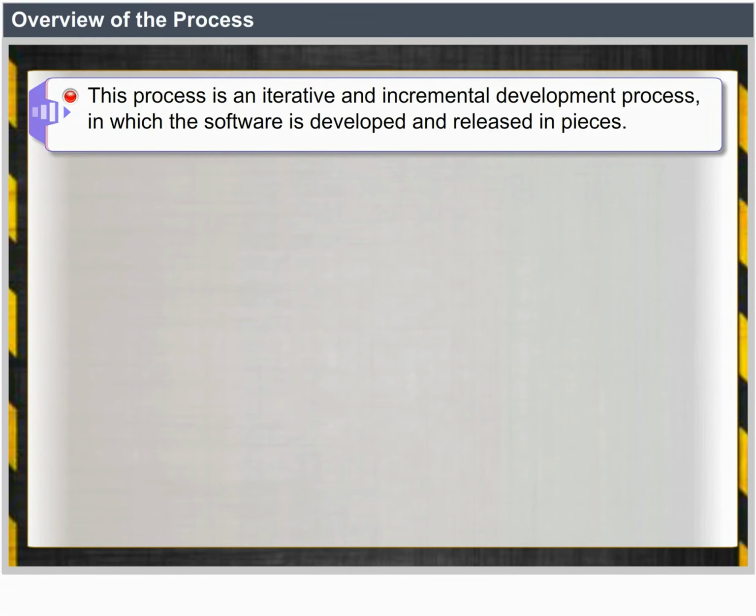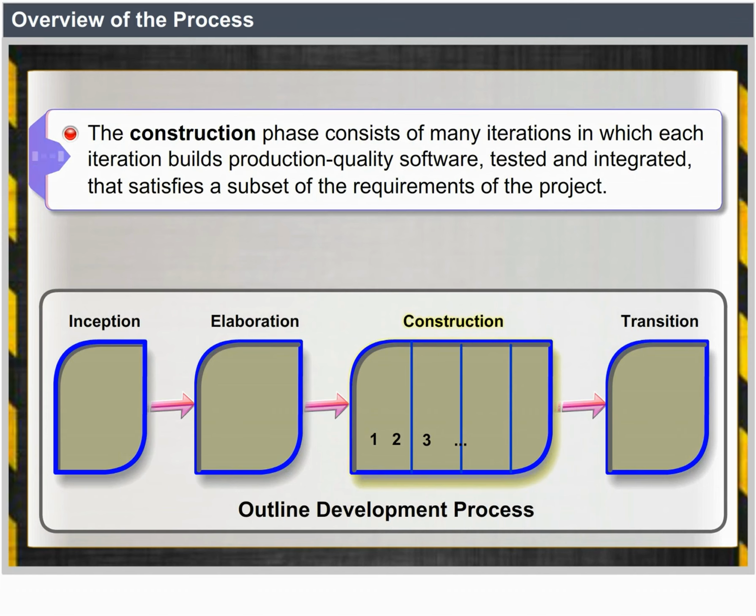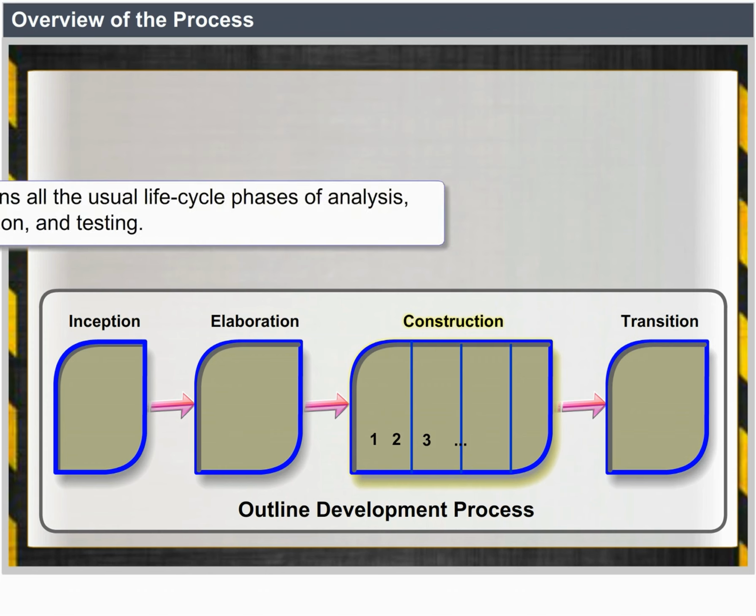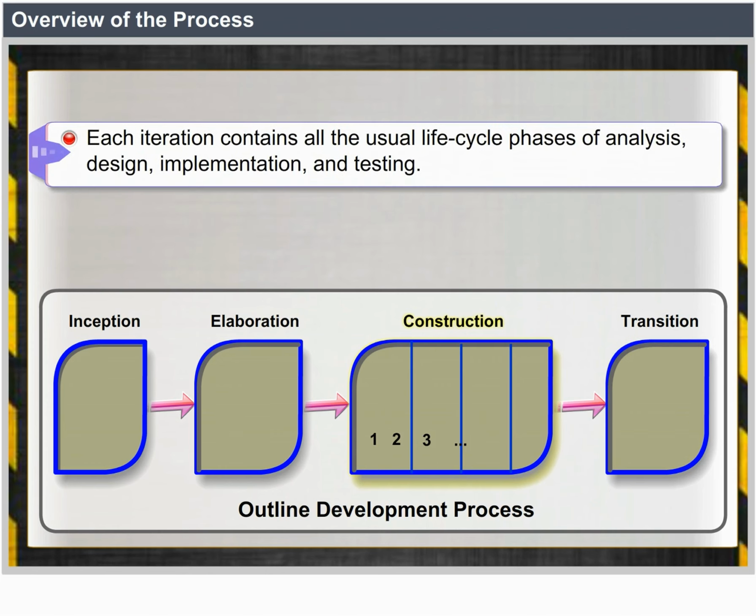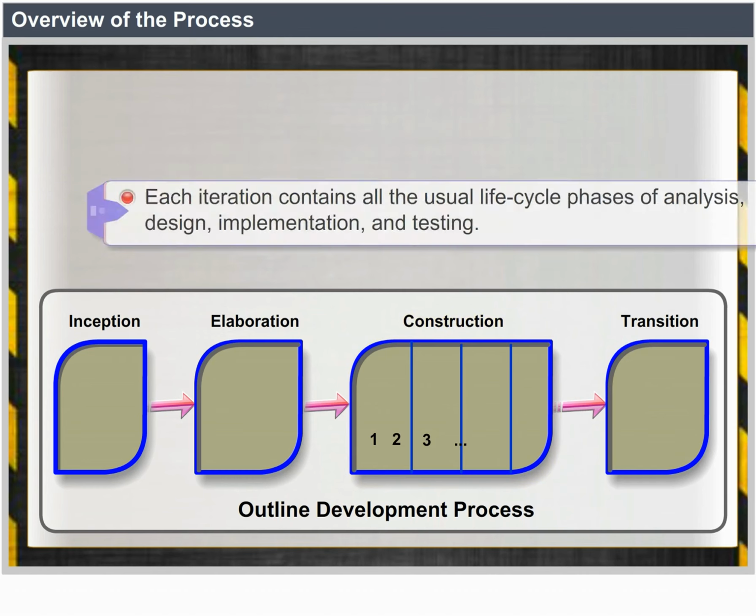Overview of the process. This process is an iterative and incremental development process in which the software is developed and released in pieces. The construction phase consists of many iterations in which each iteration builds production quality software, tested and integrated, that satisfies a subset of the requirements of the project. Each iteration contains all the usual life cycle phases of analysis, design, implementation, and testing.